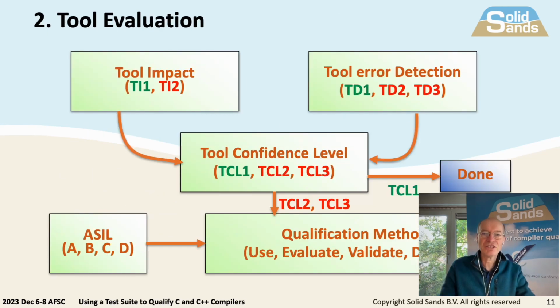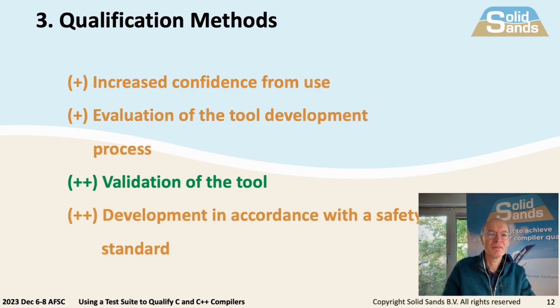So in the tool evaluation step, the tool error detection, you cannot be so confident that all the errors will be found by the source code unit test. And therefore, conservatively, we would pick tool error detection 2 or 3. And that means that we have to qualify the compiler using one of 4 methods. So there are 4 methods of qualification. And actually, there's not so much choice because 1, 2, and 4 are not really applicable.